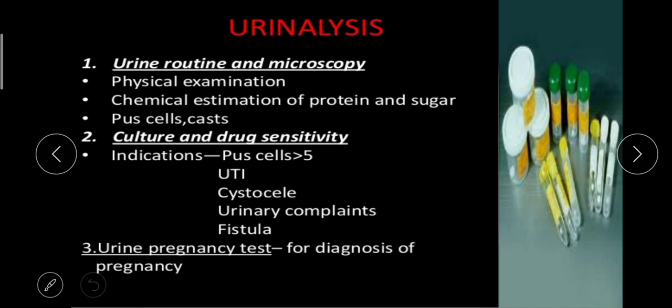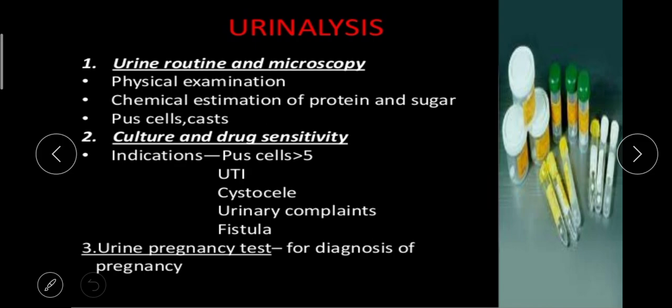Next one is urine analysis or urine examination. In that they are going to do urine routine or microscopy, urine culture and sensitivity test, or urine pregnancy test. As we are discussing gynecological conditions, the third point added here is the urine pregnancy test.